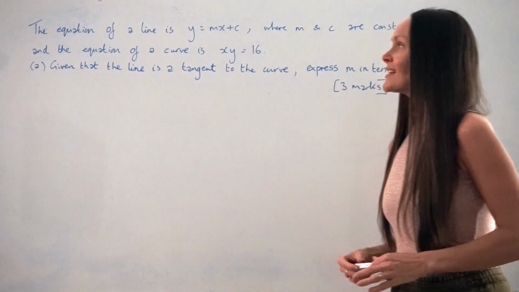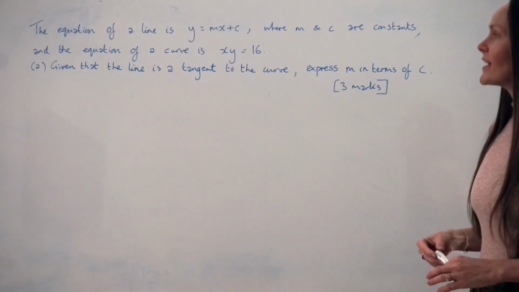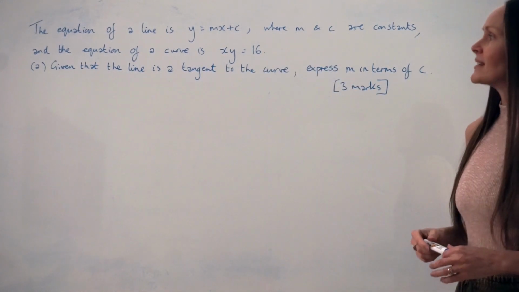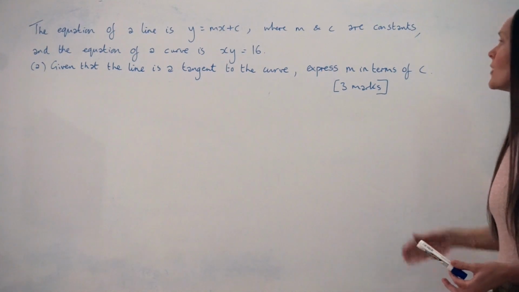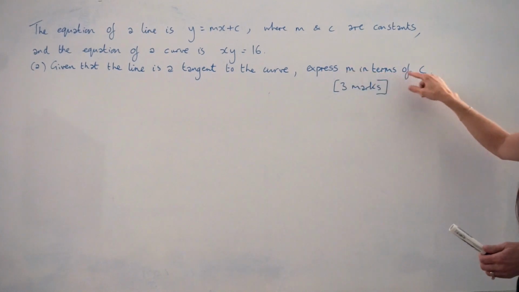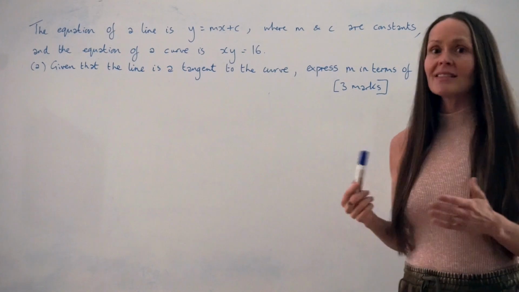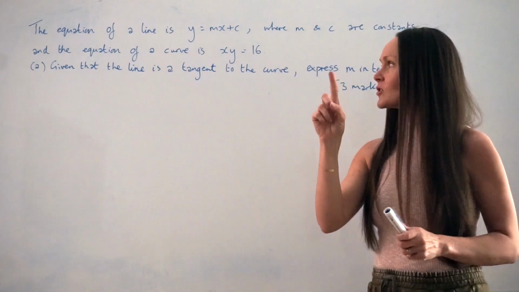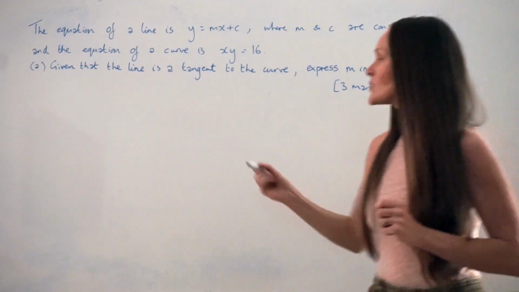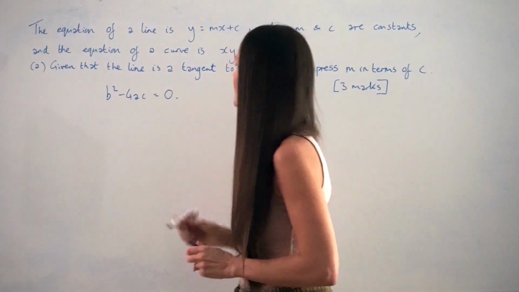In the next question, it says the equation of a line is y equals mx plus c, where m and c are constants, and the equation of a curve is xy equals 16. In part A, it says, given that the line is a tangent to the curve, express m in terms of c. So this part here at the end maybe looks a little unfamiliar, but we do know that when a line is a tangent to the curve, there's one intersection point, one solution, and so the discriminant is equal to 0. So b squared minus 4ac will equal 0 in this question.